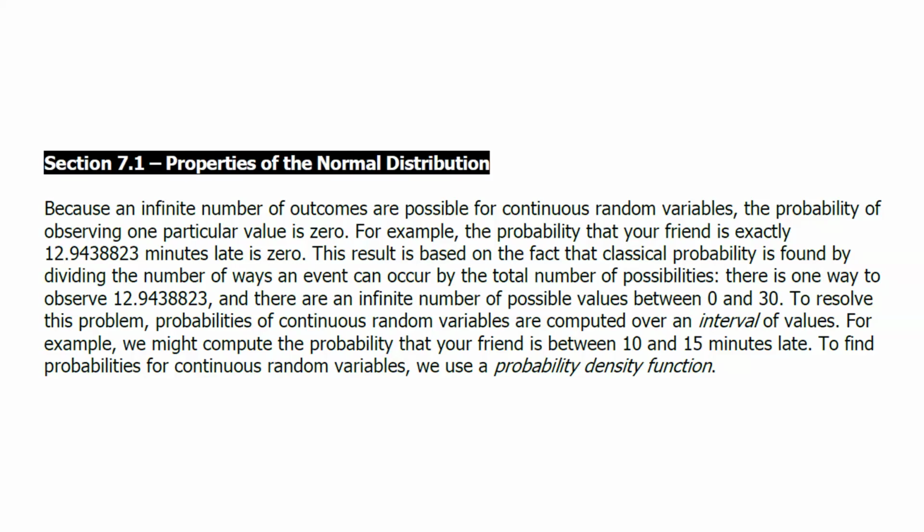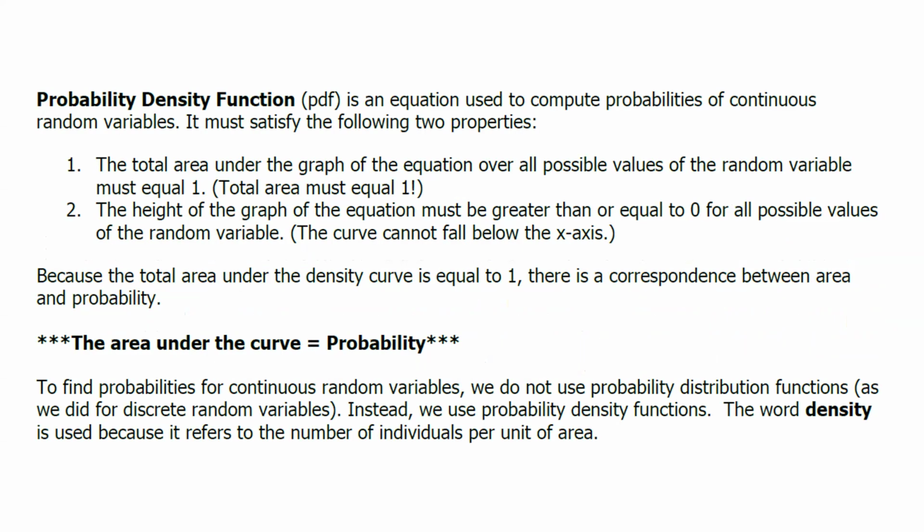To resolve this problem, probabilities of continuous random variables are computed over an interval of values. For example, we might compute the probability that your friend is between 10 and 15 minutes late. To find probabilities for continuous random variables, we use a probability density function. A probability density function, or PDF, is an equation used to compute probabilities of continuous random variables. It must satisfy the following two properties.